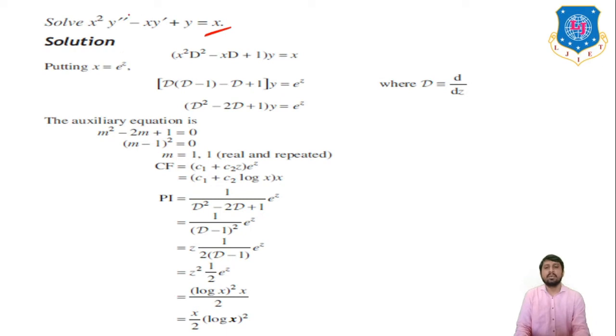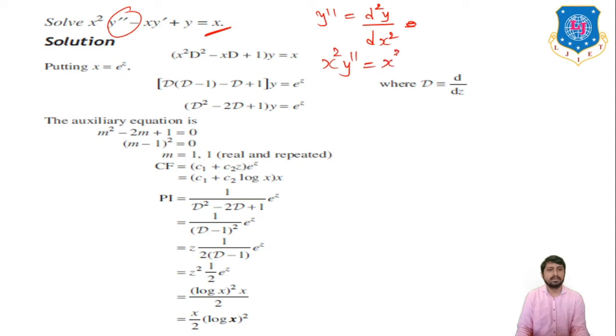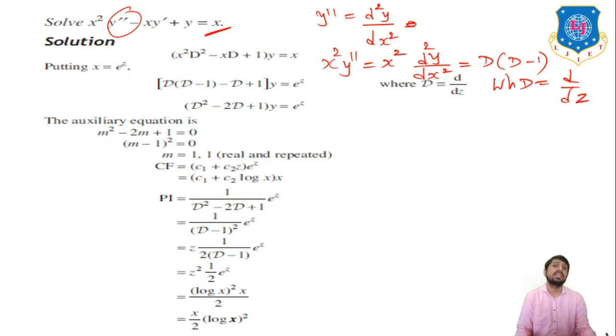So again, what is y double dash? We know that y double dash is nothing but d square y by dx square. Multiplying with x square, x square d square y by dx square, instead of that I can write D dash or D minus 1. Make sure you don't forget that your capital D is nothing but d by dz, not d by dx.